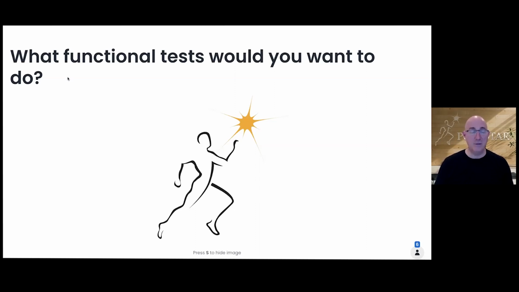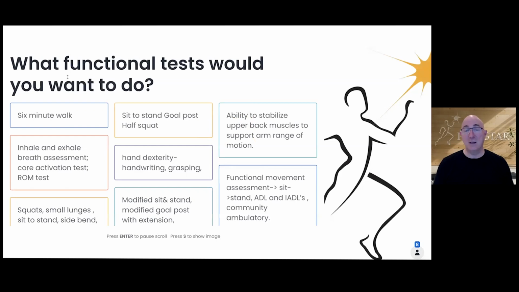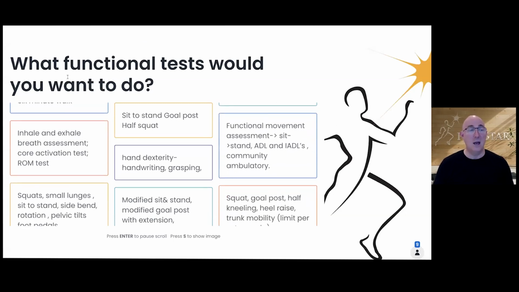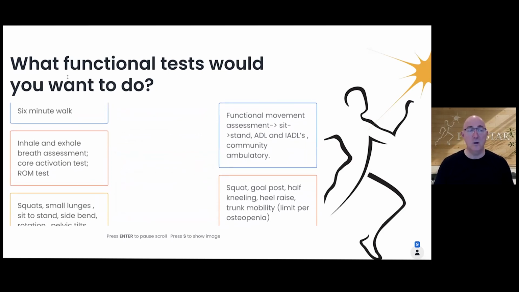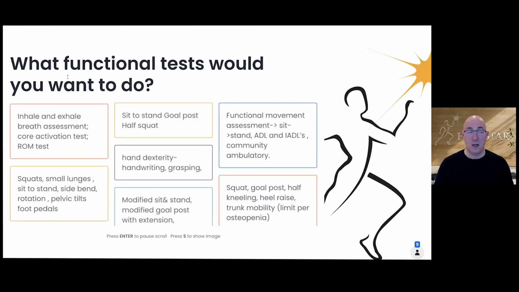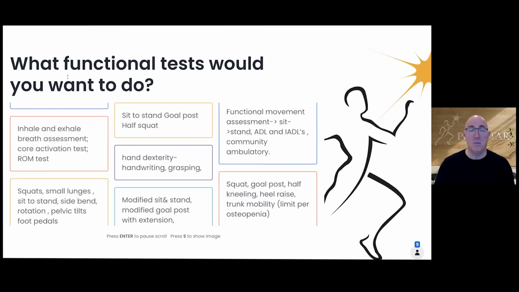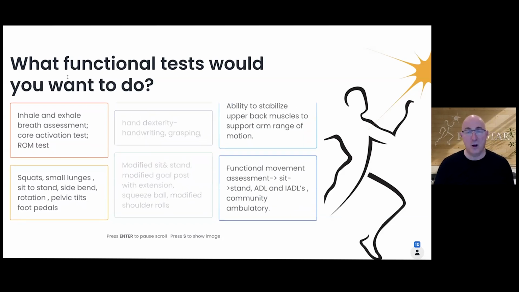Let's go ahead and bring it live, Melissa, as they bring it in. So a 6-minute walk, that'd be interesting. She walks 1 mile to 2 miles a day. It'd be interesting to see how far she walks. Sit to stand, goalpost, great test, right? Both of those are very appropriate for her based on her complaints. Inhale and exhale breath assessment. I think breath would be a great place to go. Squats, maybe some half squats or half lunges with assistance. See how those new knees are working, right? Modified sit to stand, we said, squat, goalpost, half kneeling. You're on the right track.